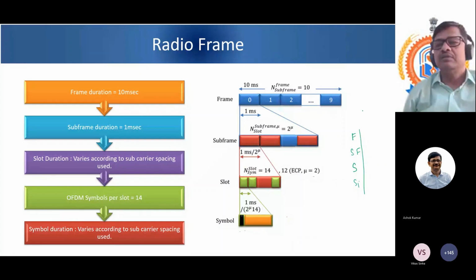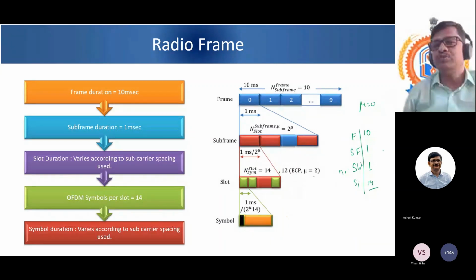Suppose my numerology is 0. So my frame size is 10 milliseconds. My subframe size is 1 millisecond. Number of slots is again 1 because numerology is 0. And in one slot, I have 14 symbols. This is slot, and this is symbol.